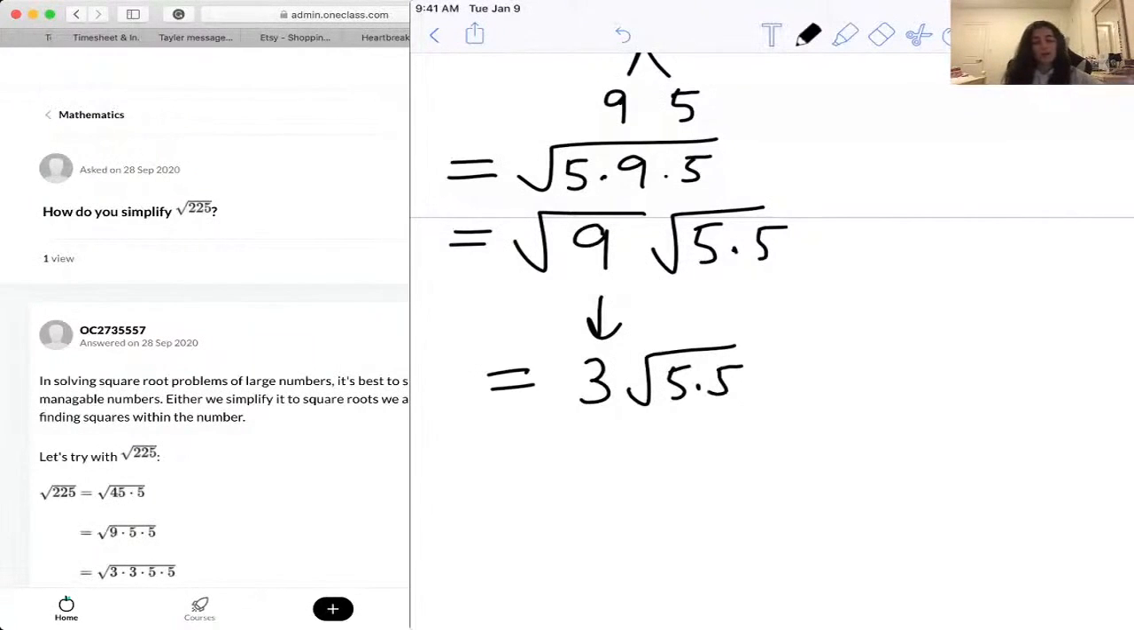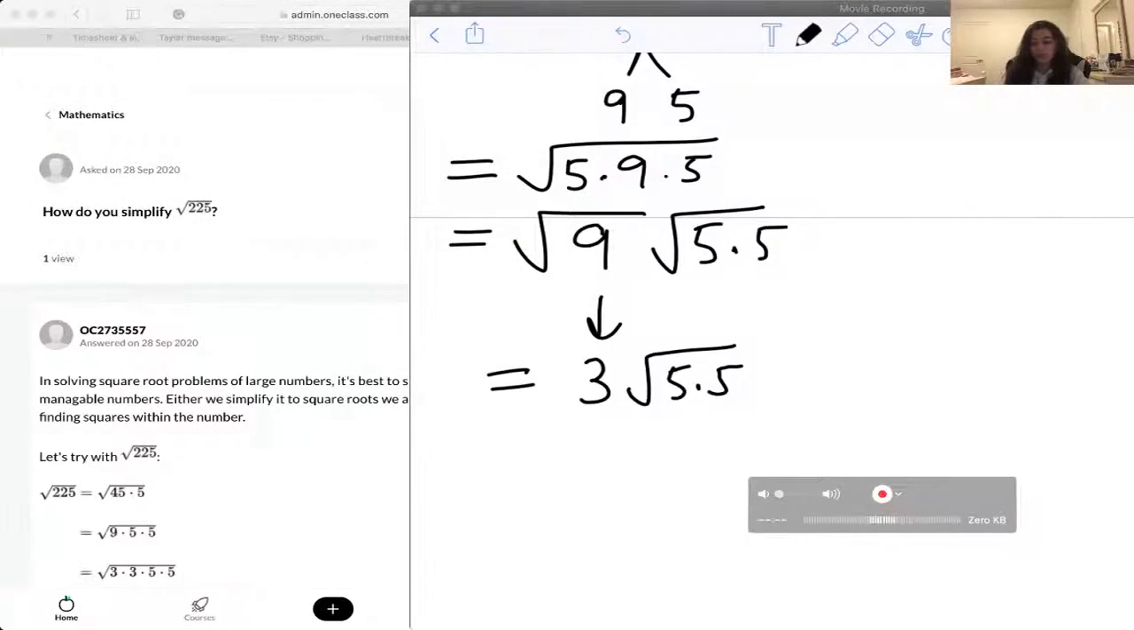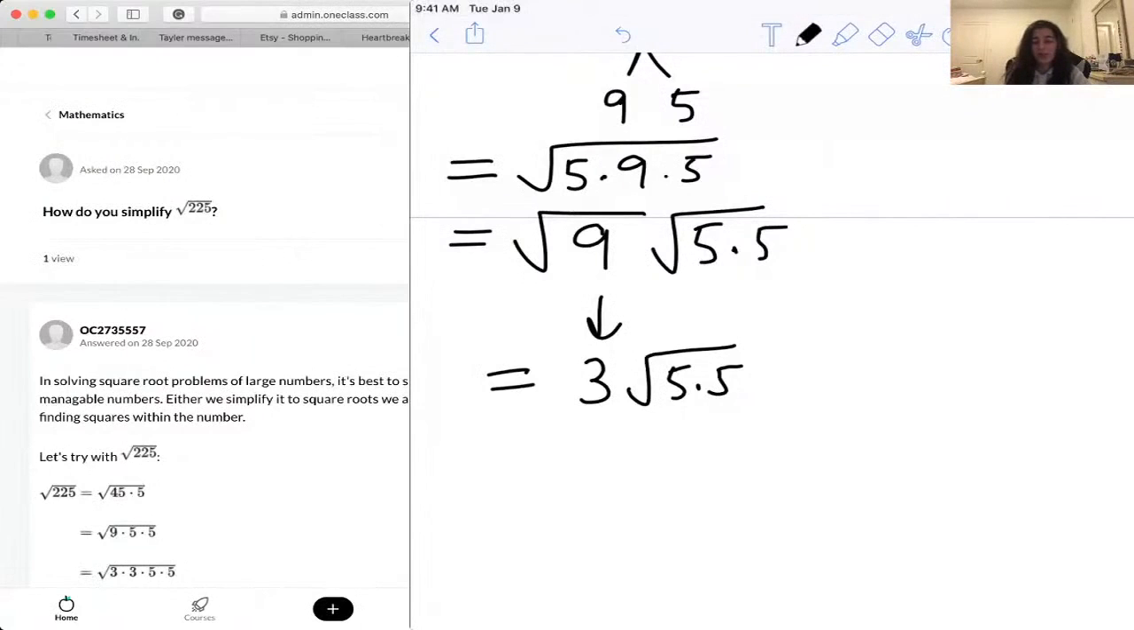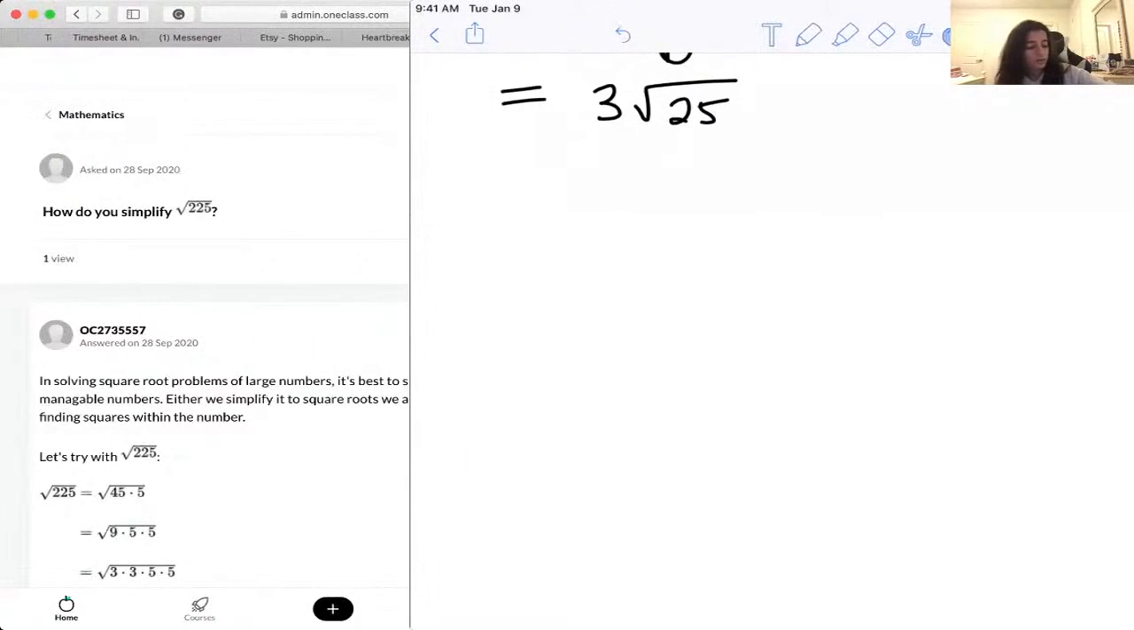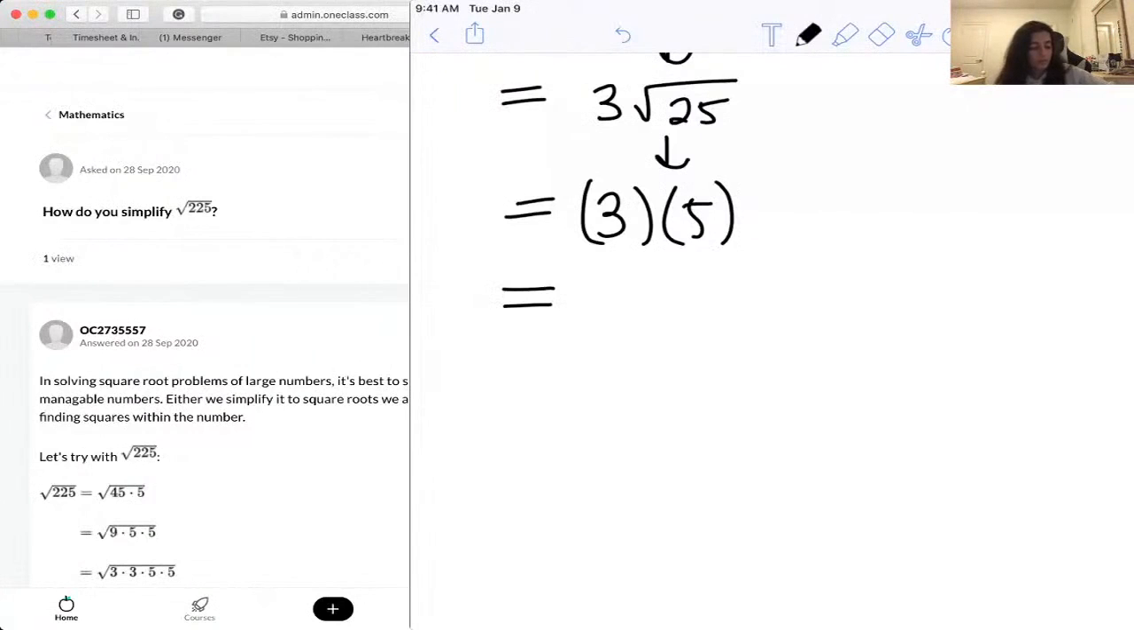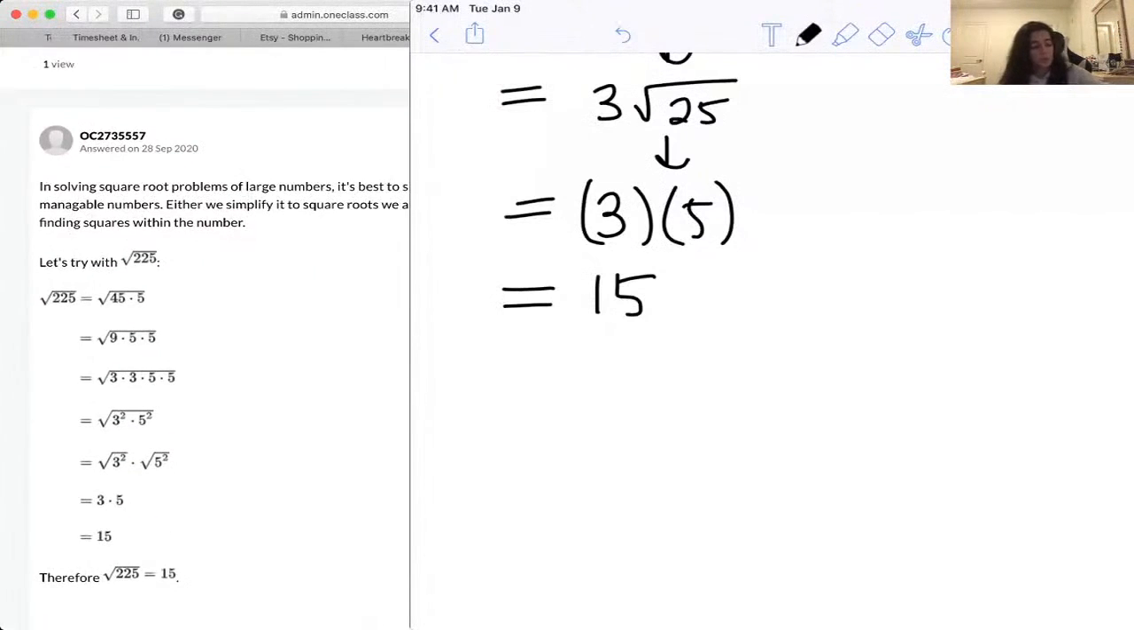Now, is it better if we take the square root of 5 separately and then end up with decimals and then multiply? Or is it better if we multiply 5 times 5, which ends up with 25, and when you take the square root of 25, it's a perfect answer, which is 5? So that's what we're going to do. Here this is 5, and then we can multiply that out: 3 times 5 is 15.